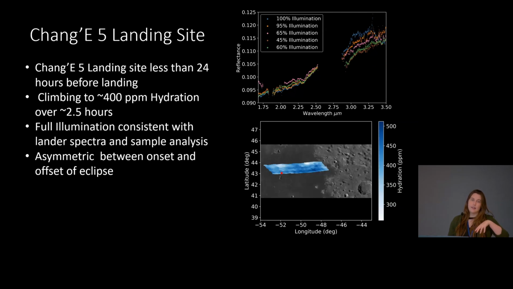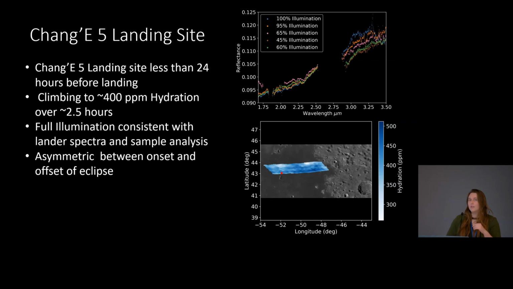So this is in the context then of some other observations that we've done in partial eclipse. We also observed the Chang'e 5 landing site less than 24 hours before the lander came and collected its samples and also its own spectra. In that time frame, we went down to about 45% illumination, and you can see a map of the site as well as the surrounding area, where it climbs up to about 400 parts per million hydration over the course of a couple hours in that eclipse.